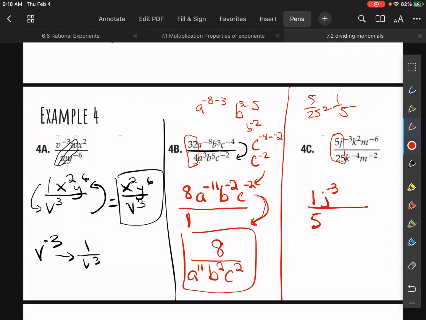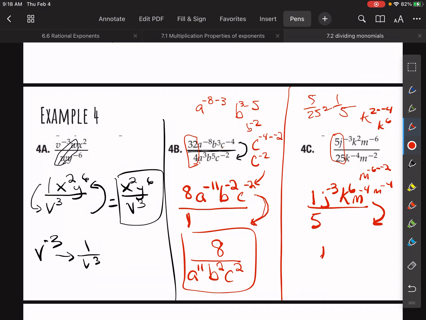For k's, that's k squared minus negative 4, which is k to the 2 plus 4, which is k to the 6th. So I will not need to be moving that one. And then for the m, I have m to the negative 6 minus negative 2, which is m to the negative 6 plus 2, which is negative 4, right? So m to the negative 4. So now anything that's negative, I'm going to move down. Anything that's positive, I'm just going to keep there. That's kind of the strategy.